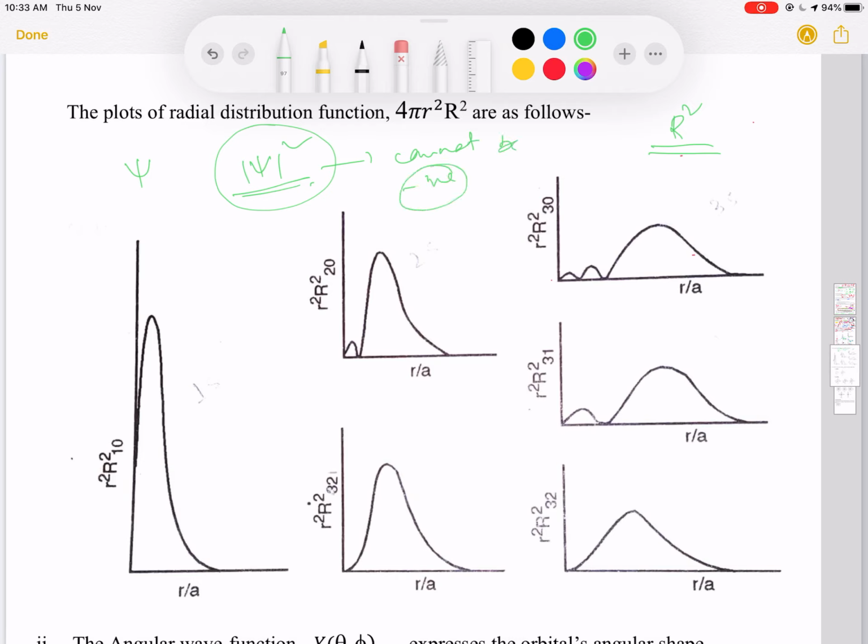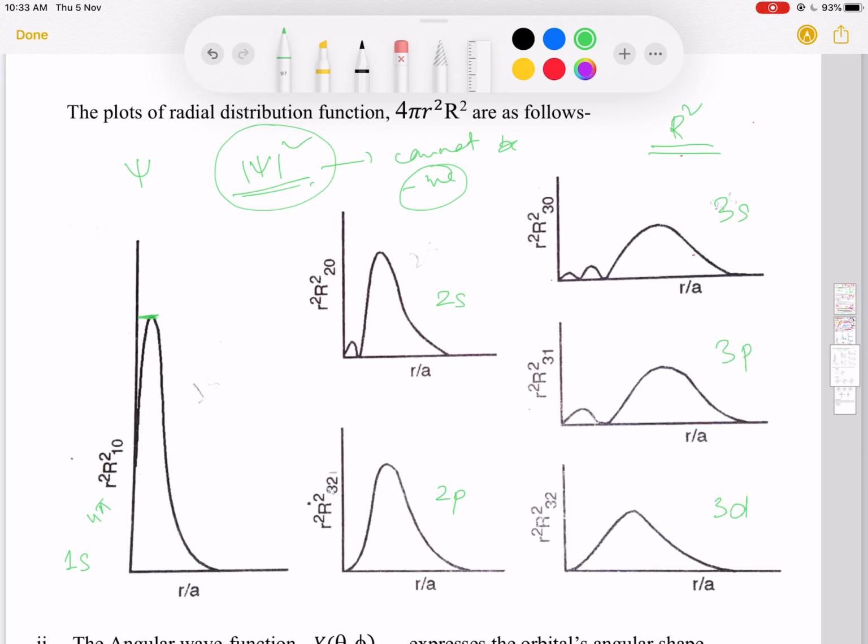This cannot be negative. Now if we put, it will be like this, 4 pi r square will be there, small r square, capital R square. So this probability will be like this. Say for 1s, you see the highest probability. This is for 1s, this is 2s, this is 2p, this is 3s, this is 3p, and this is 3d.